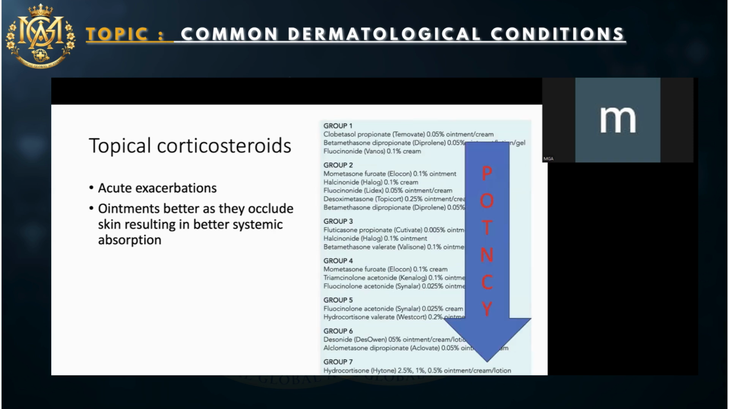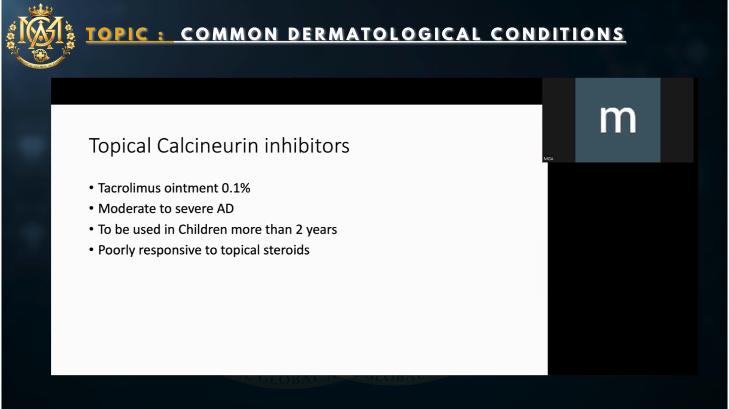The potency of the topical steroids decreases from group 1 to group 7. So we should use the steroids falling in group 6 and group 7. If hydrocortisone ointment is available, it should be the drug of choice. Otherwise, desonide ointment 0.05% should be the topical corticosteroid of choice in atopic dermatitis patients. Topical calcineurin inhibitors or topical tacrolimus ointment 0.1% comes next after topical steroids. They are used in moderate to severe atopic dermatitis.